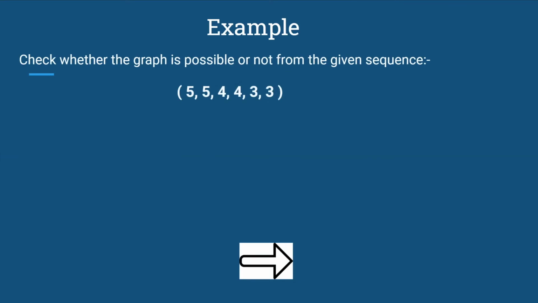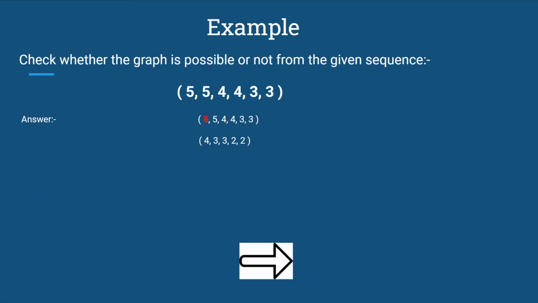So here we have the sequence 5, 5, 4, 4, 3, 3. This is the same example from the midterm. So the first thing we want to do is look at the first term, which is 5. So we remove 5 and then we subtract 1 from the next 5 terms. And also, one thing before I forget, first we want to see if the sequence is already in non-increasing order. In this case it is, so we don't have to sort it. So we remove 5 and subtract 1 from the next 5 terms. And when we do that, we get 4, 3, 3, 2, 2.